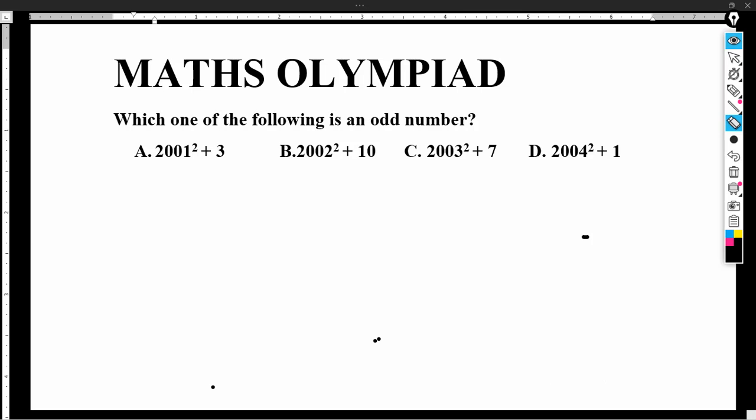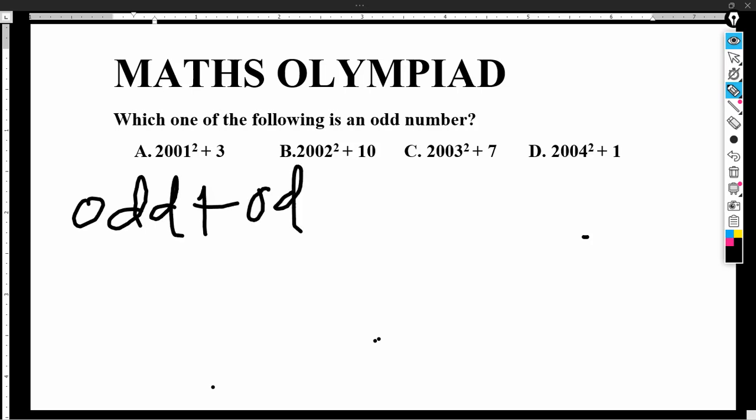Also, we've not talked about odd plus odd. If I add an odd number plus an odd number, which is just an odd number times 2, that is going to be even.